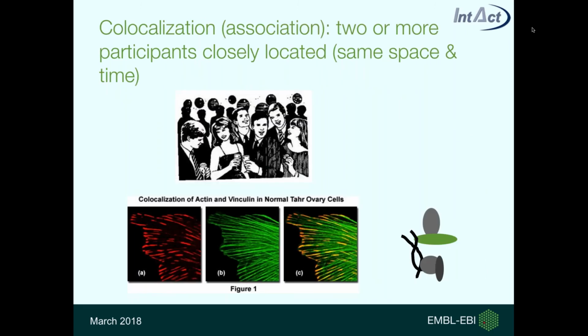The third type of interactions are co-localizations or associations. These show two or more participants or proteins in closely related locations. We know they're very closely located at the same time, but there is no actual evidence that these proteins directly interact, because what we measure is an overlay of fluorescence in most cases. These are the equivalent of a party where people might be there at the same time but never actually bump into each other.